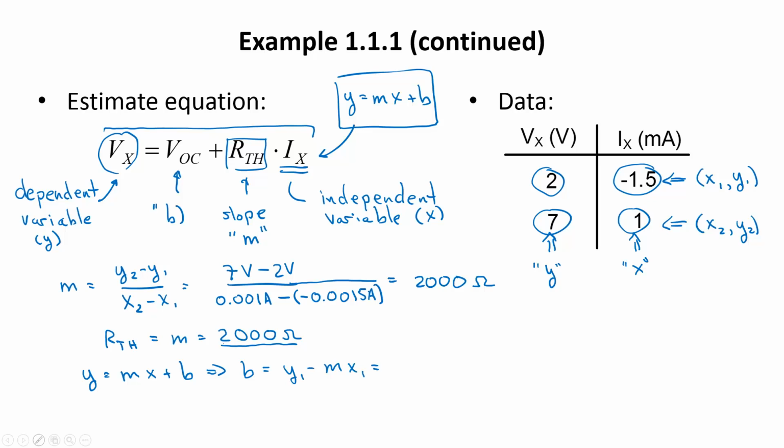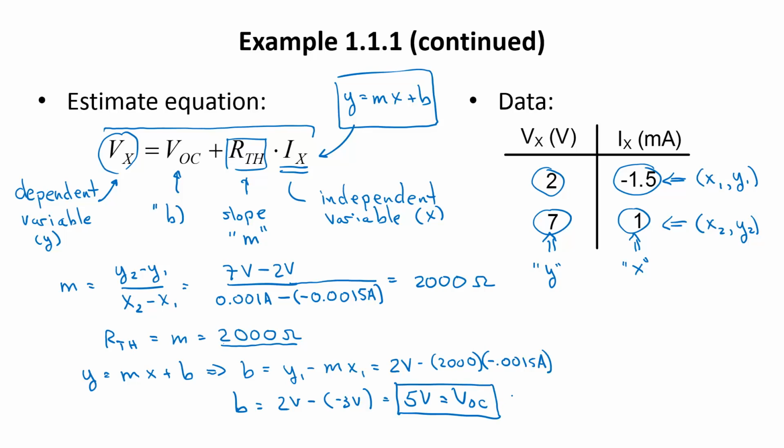So b is equal to y1, that can be 2 volts, minus m, which is 2000, times x1, which is negative 1.5 milliamps. So b is equal to 2 volts minus 2000 times 0.0015, which is minus 3 volts. And b is equal to 5 volts, which is the same as VOC. Now I've got values for VOC and RTH.